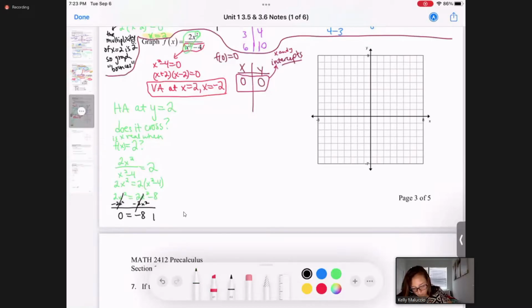And this is false, right? 0 is not equal to -8. So this does not work. So no, this is not true. This does not cross.